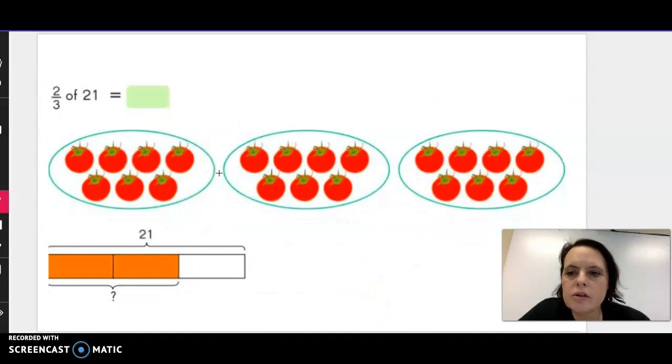I want you to solve this one. There's 2/3 of 21. You can use the pictures, you can use the bar model to help you. The numerator tells us how many circles we're interested in, and the denominator tells us how many circles there are. So the answer is 14.